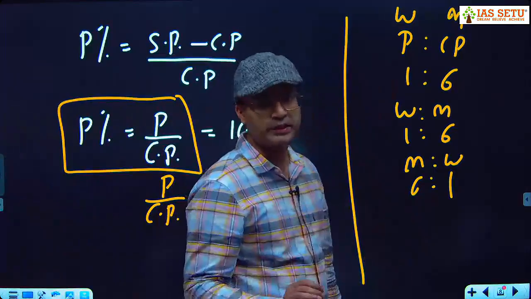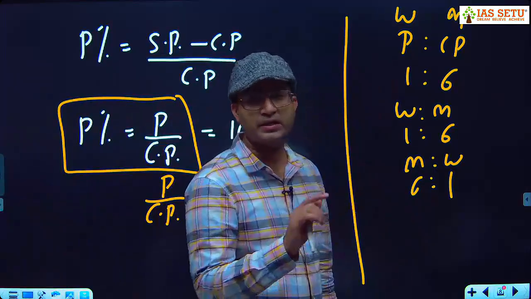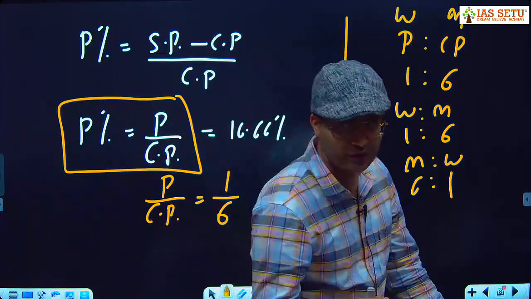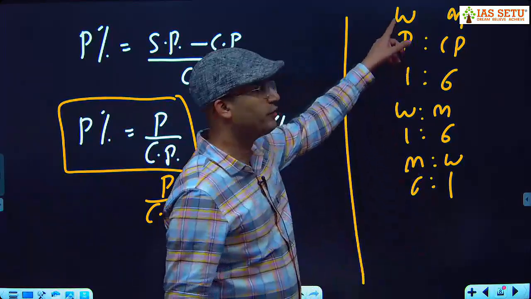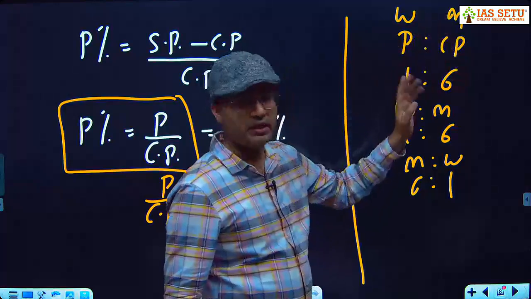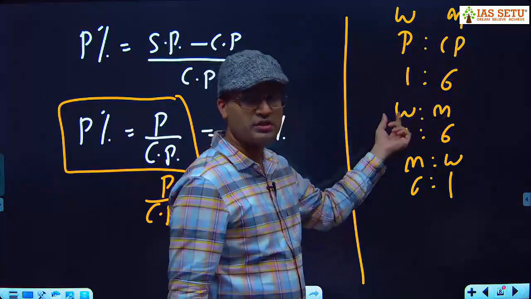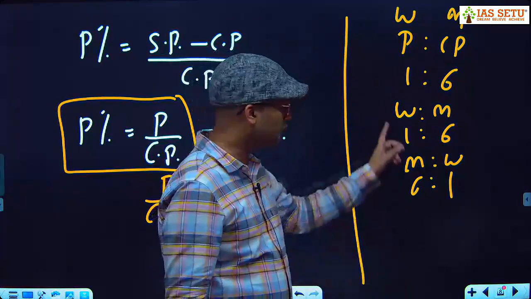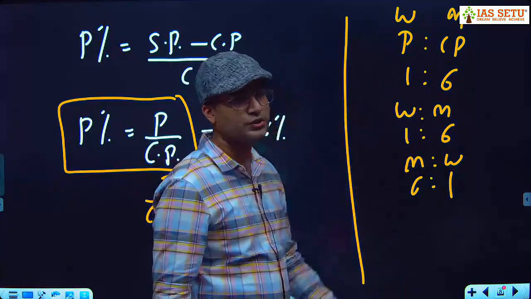And I just explained, if there is no water then there is no profit. If the milkman makes profit only because of adulteration, then this profit is water and the cost price is milk. So this ratio is nothing but the water to milk ratio already given in the question. So in this question the ratio of water and milk is 1:6.